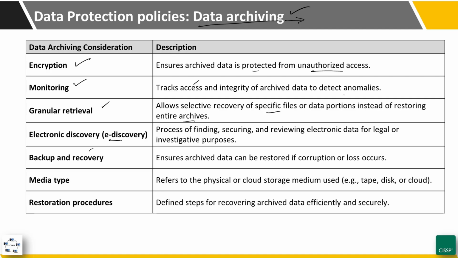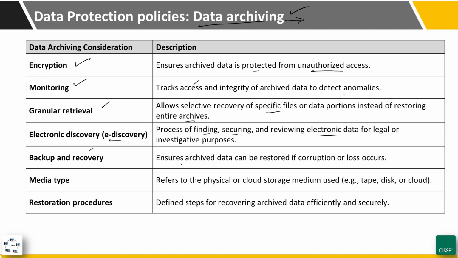Electronic discovery, or e-discovery, is the process of finding, securing, and reviewing electronic data for legal or investigative purposes. So once your data is archived, you should be able to search and find specific data inside your archived data. For example, if you need some email data or, let's suppose, a customer credit card number, there should be a way to electronically search and discover that data.